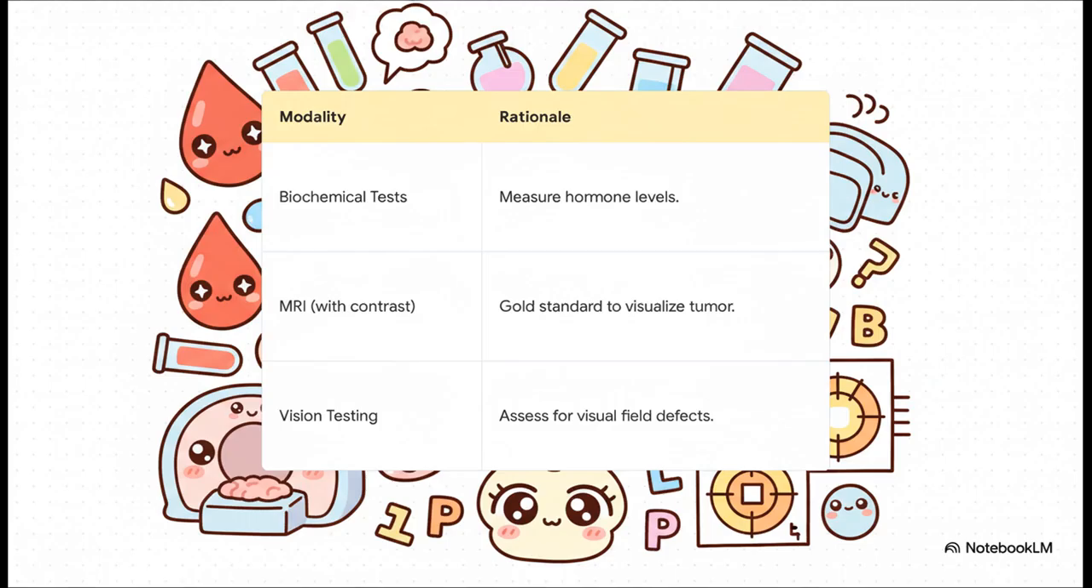Second, an MRI with contrast is the absolute gold standard for imaging. It lets us see the tumor's size, its exact location, and whether it's pressing on that optic chiasm. And finally, we do formal visual field testing to map out any deficits objectively.